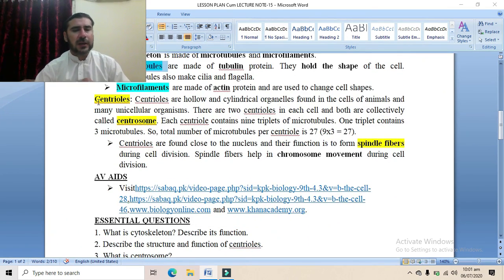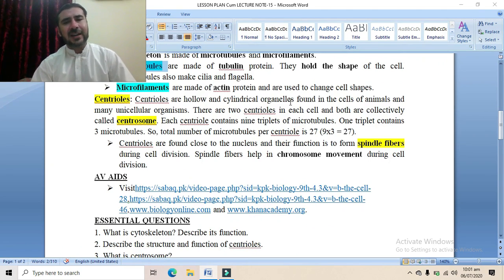Now we'll study the second organelle, the small topic, the centriole. Centrioles are hollow and cylindrical organelles found in the cells of animals and many unicellular organisms. These are hollow from inside, and these are cylindrical organelles, just like small cylinders, thin cylinders. And they are found in the cells of animals and many unicellular organisms, but they are not found in plants.